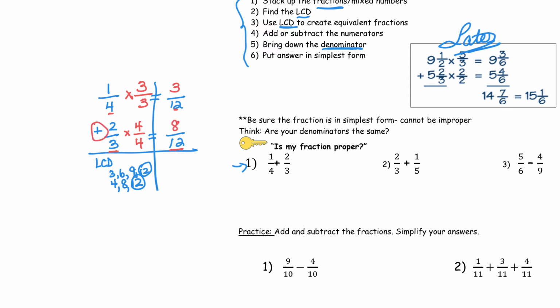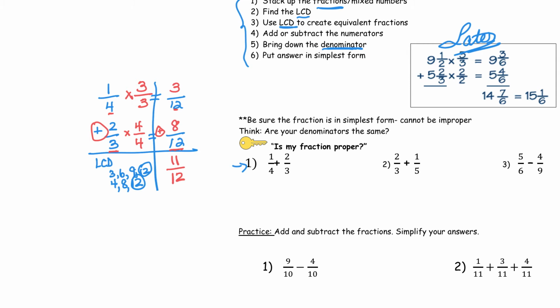Now it's addition. This is the biggest thing. Make sure you bring your sign over because kids sometimes subtract when they have to add and vice versa. So now 8 plus 3 is 11 over 12. And I take a good look at it and I say, you know what? That's in simplest form. And I am finished.